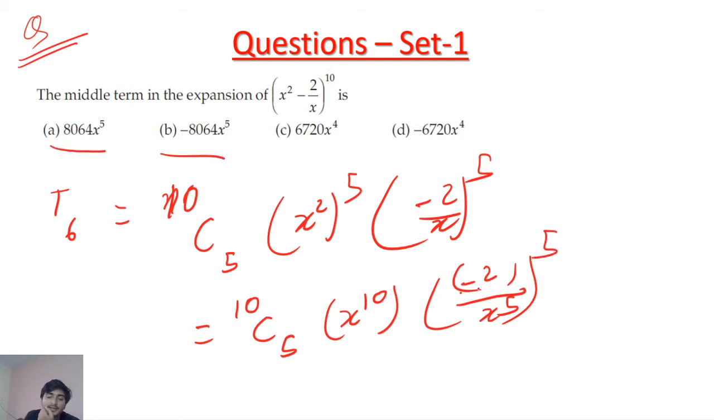Now see, minus 2 to power 5 is there, right? So it is negative, so negative means this one is correct.